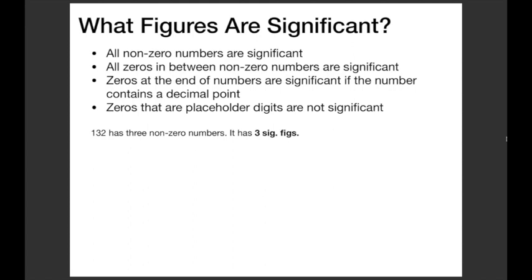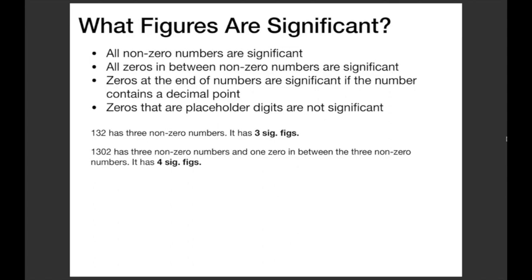For the value 132, this number has 3 non-zero numbers. Therefore, it has 3 significant figures. 1,302 has 3 non-zero numbers and 1 zero in between 2 non-zero numbers. It therefore has 4 significant figures. 1,320, on the other hand, has 3 non-zero numbers and 1 zero that's a placeholder value. It therefore has 3 significant figures.